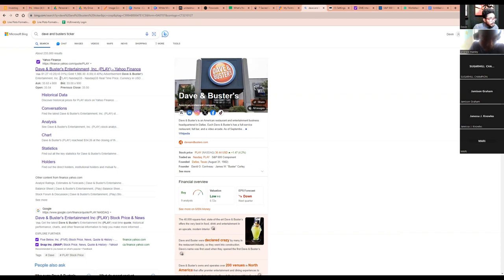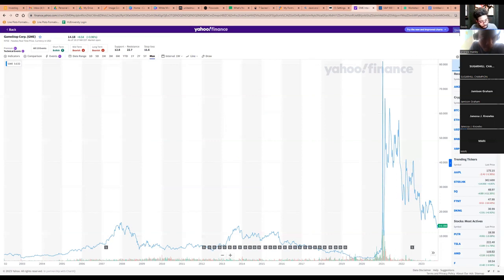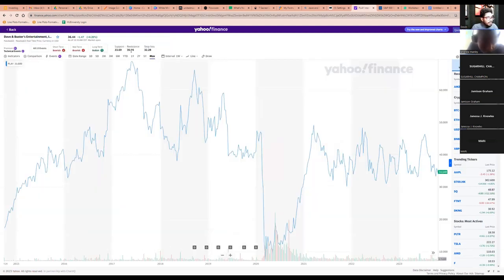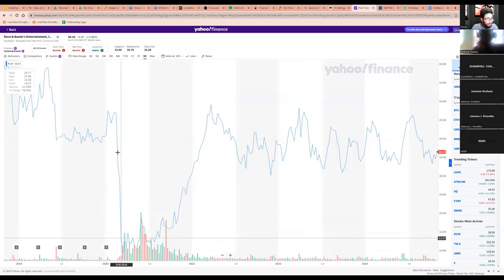All right, so when you want to go look them up to buy some Dave and Buster's, their symbol is PLAY. That's called a ticker symbol. So you go look up their ticker when you want to buy their stock. Boom, there it is. Their ticker is PLAY. So let's look at Dave and Buster's over the last 5 years. Now, you guys tell me what you see.